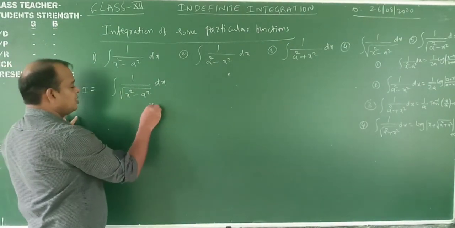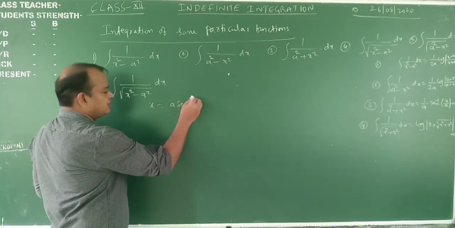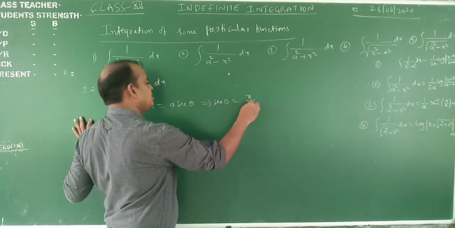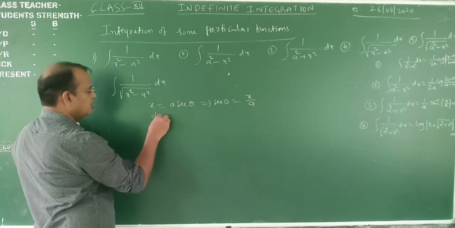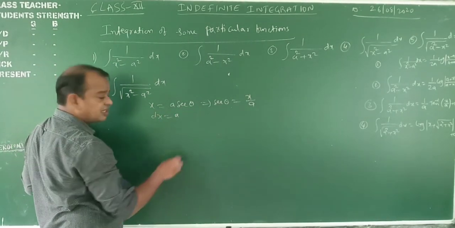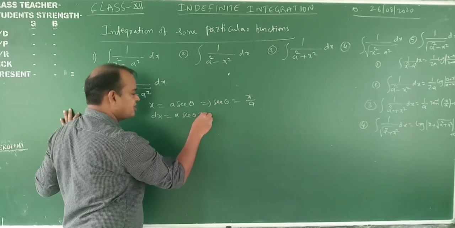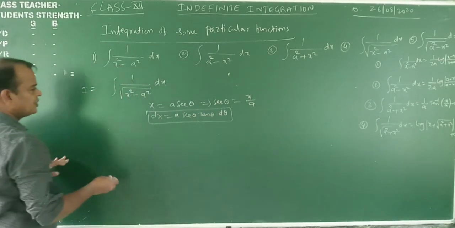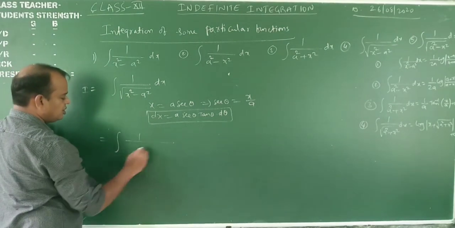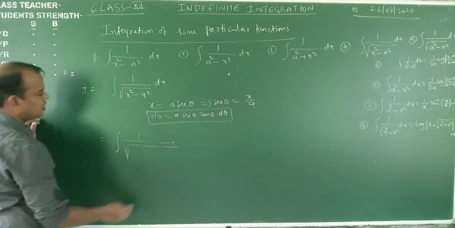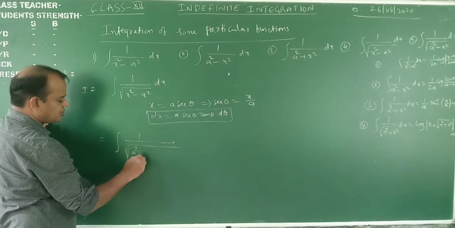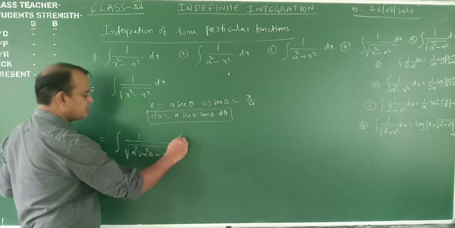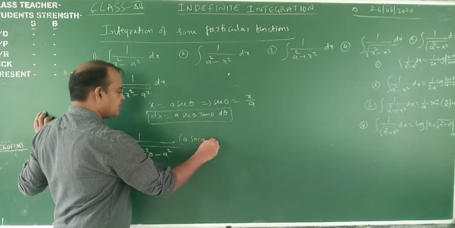Now substitute x is equal to a secant theta. From this, secant theta is equal to x by a. dx is equal to a into the derivative of secant theta, which is secant theta into tan theta, into d theta. I hope you understood this one. Now substitute: 1 by root over x square means a square secant square theta minus a square, dx. dx means a secant theta tan theta d theta.